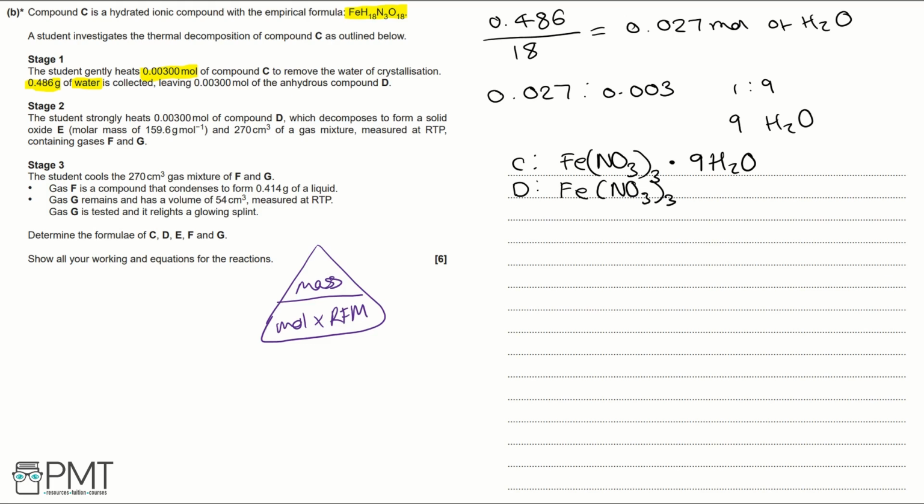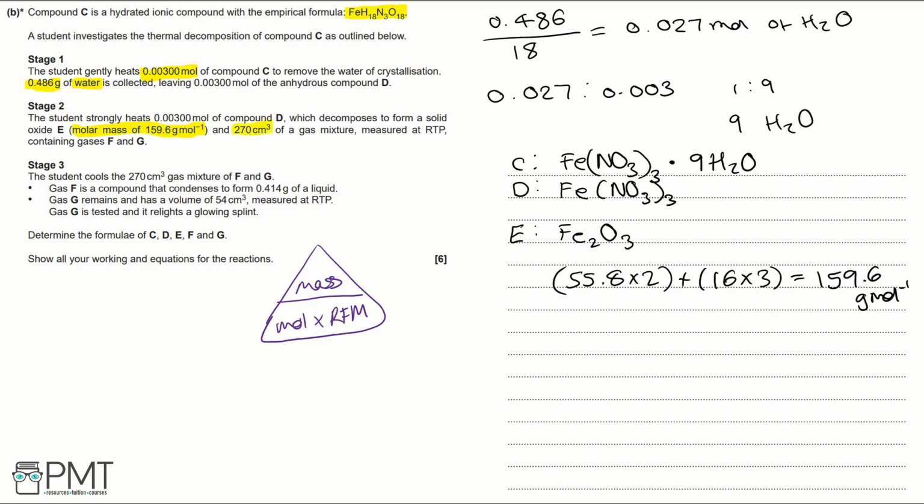So moving on to stage 2, the key piece of information firstly is the molar mass of E. So we can use this to work out the formula of E, and it gives us the formula of Fe2O3. If we check this using its relative formula mass, that would be 55.8 times 2 plus 16 times 3, and that equals 159.6 grams per mole, which is what we've been given in stage 2, so it matches, and that is the formula of E.